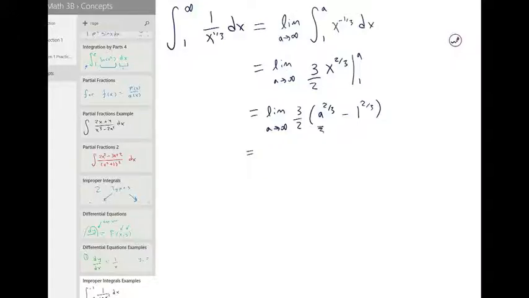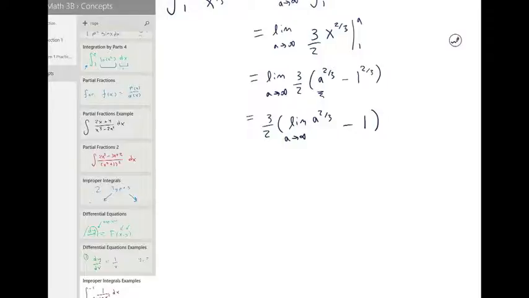And since this is the only thing that depends on a, we can make this the limit as a approaches infinity of a to the 2/3 minus 1, because 1 to the 2/3 is 1. And if we let a go to infinity, a to the 2/3 also approaches infinity. So this whole thing diverges and has no value.